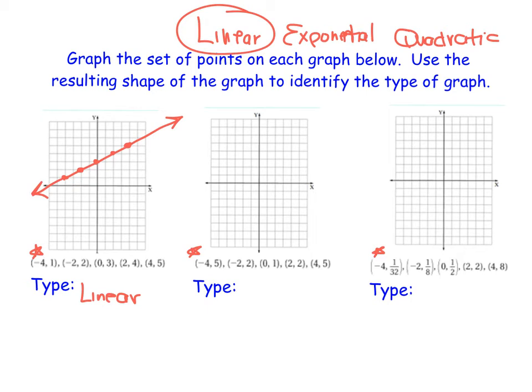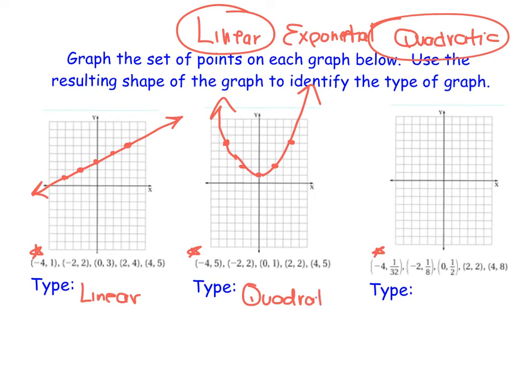Then if I take a look at that second one, we have x is -4, y is 5; x is -2, y is 2; x is 0, y is 1; x is 2, y is 2; x is 4, y is 5. And what I see here is something that looks kind of like a U. So if I start to sketch out and connect those points, I notice that these look like they're forming a U shape. And if we're forming a U shape, we have what's called a quadratic, because that is our parabola graph.